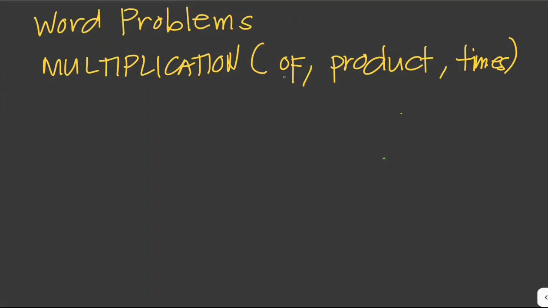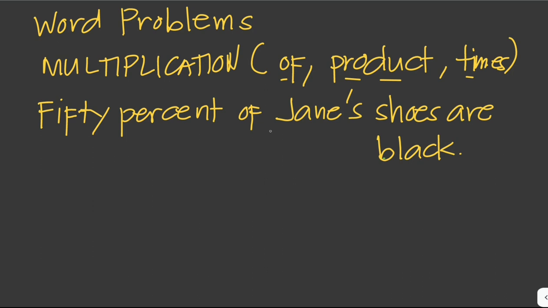So these are the keywords for multiplication: of, product, and times. Say for example, 50% of Jane's shoes are black. So let's say S is Jane's shoes, so 50% of S, or we can just simply write this as 0.5 times S, or 0.5S.